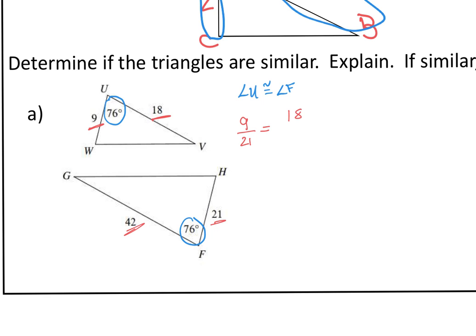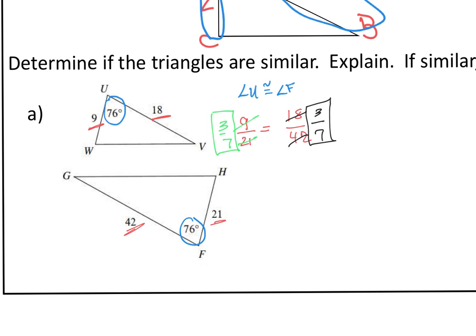Now we're actually going to just simplify these. 9 can be divided by 3, and so can 21. So 9 divided by 3 is 3, and 21 divided by 3 is 7. So on this side, we have 3 over 7. Now, on our other side, we have 18 and 42. Both of those numbers can be divided by 6. So 18 divided by 6 is 3, and 42 divided by 6 is 7.